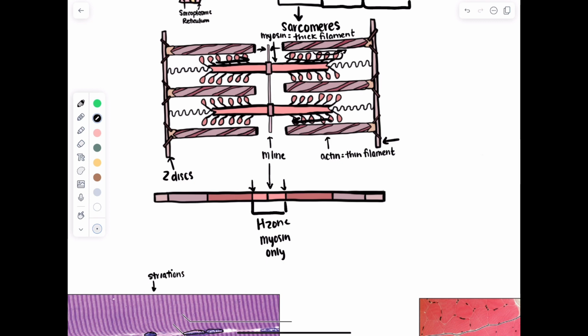Then if we follow this down, where we have overlapping from the beginning to the end, that's going to be the length of my myosin. We call the length of the myosin, the whole part that has that thick filament, our A band.